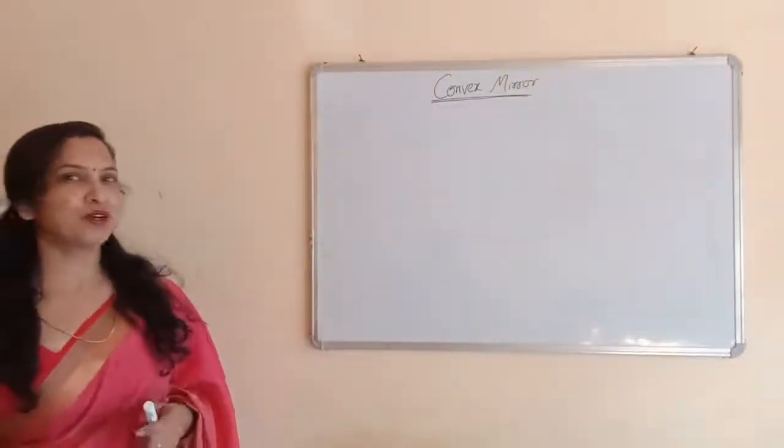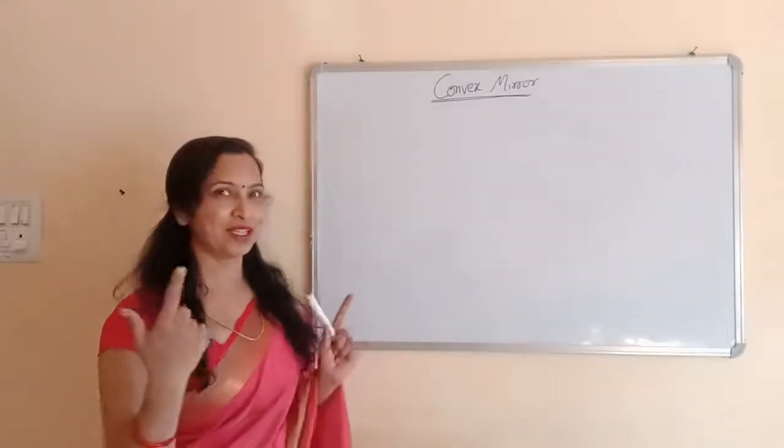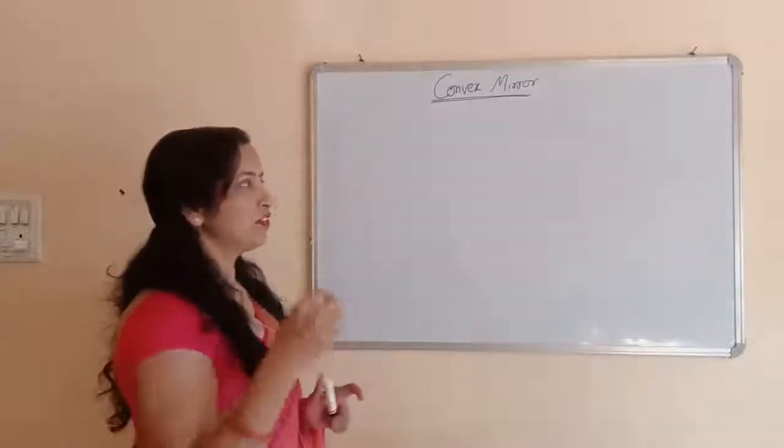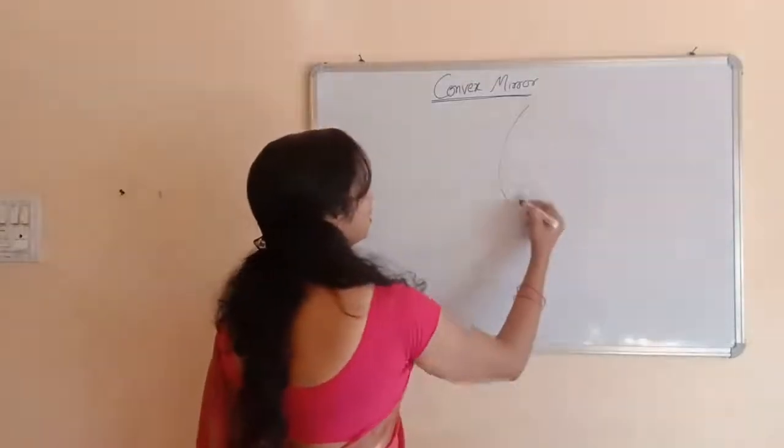The image formation by the convex mirror is really easy. You know why? Because only two types of images are formed by the convex mirror. So first one, if we place the object in between the pole and infinity, this is a mirror.